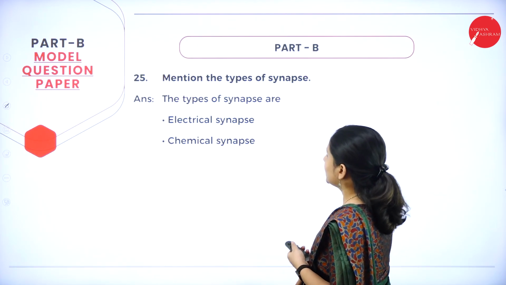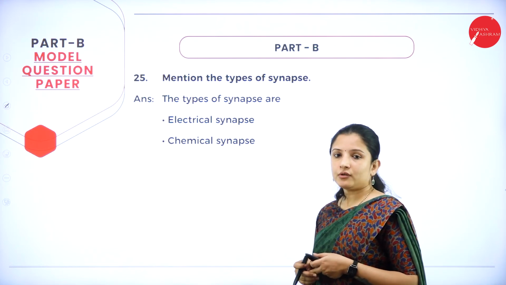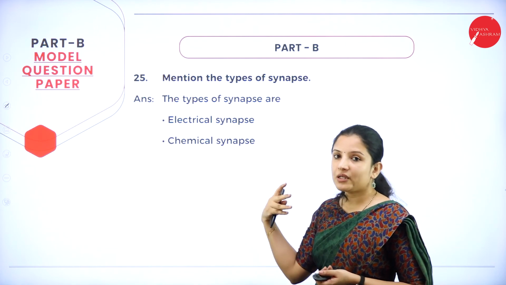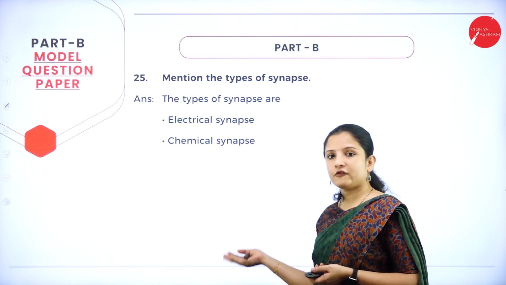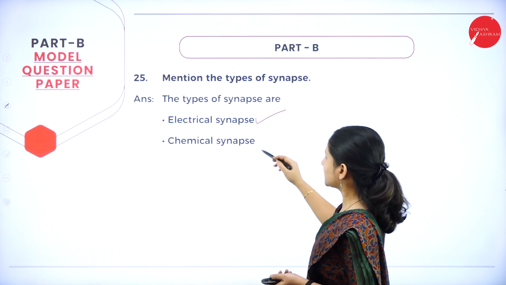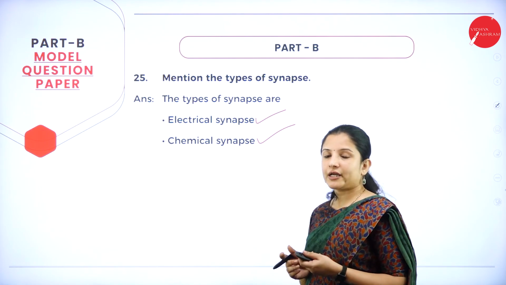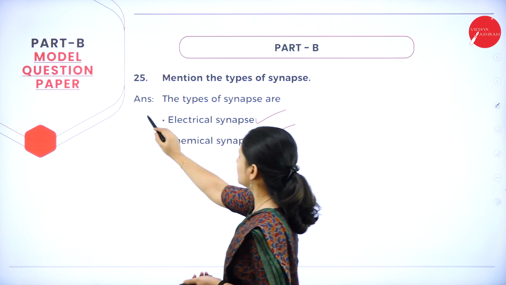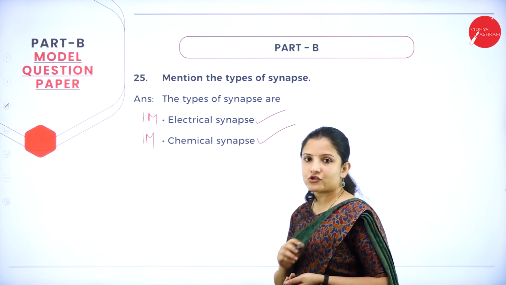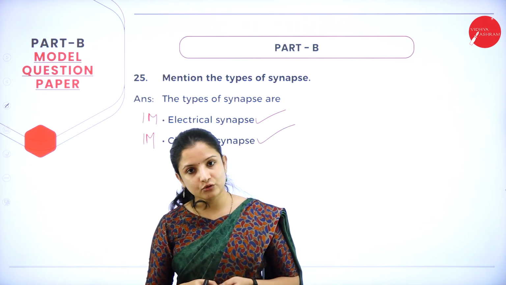So moving on to the next question. They have asked: mention the types of synapse. Usually there are 2 types of synapses. Here also they have asked only to mention the types of synapse, so it is enough to mention the types, no need of giving an explanation here. You can write electrical synapse and one more is chemical synapse. So much if you write, it will fetch you 2 marks. 2 points you write, 1 mark for this, 1 mark for this. So this is how you need to answer the 1 mark and the 2 mark questions.